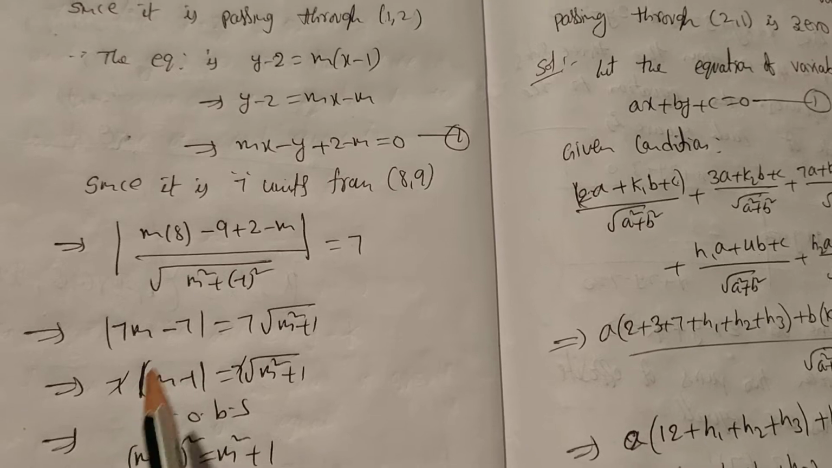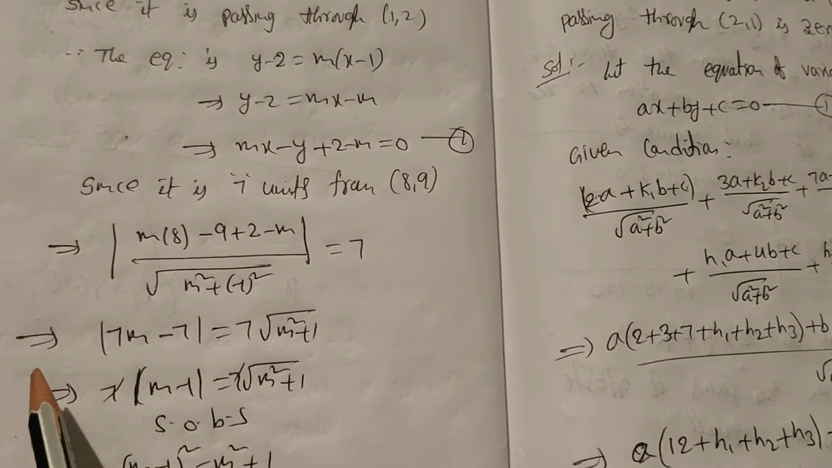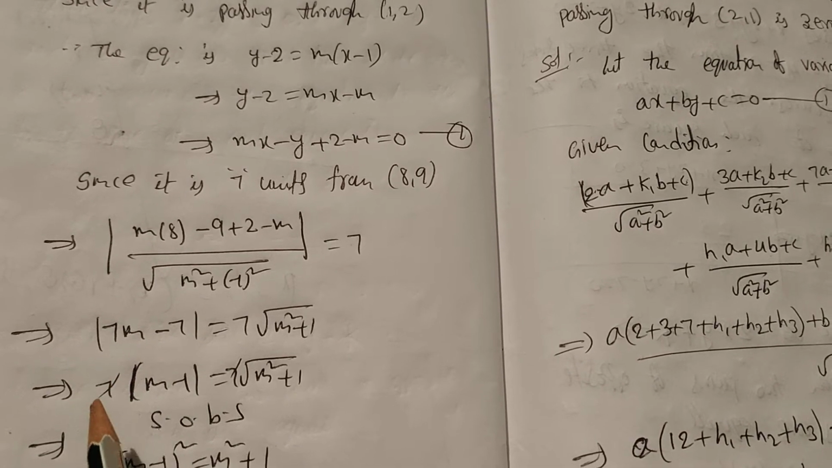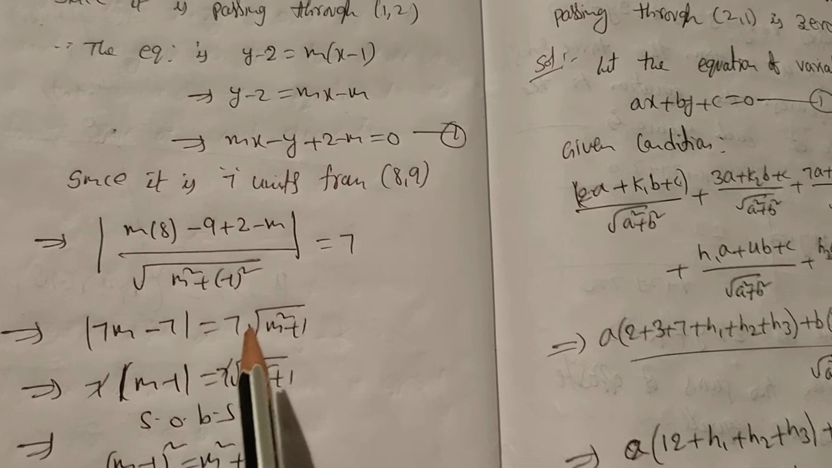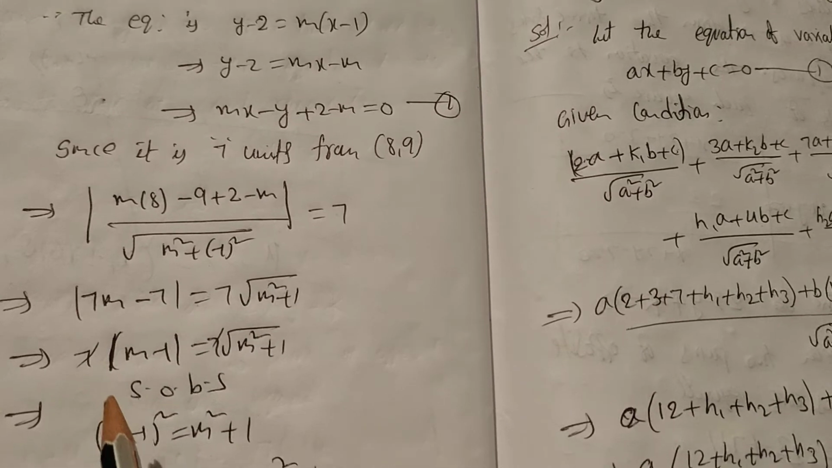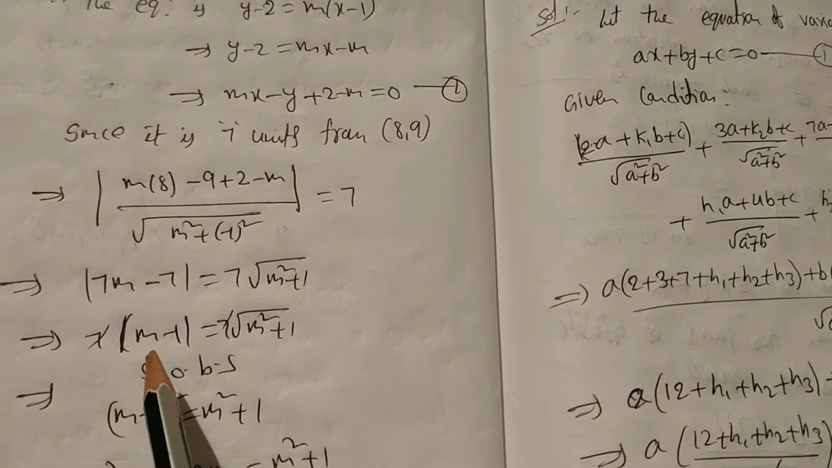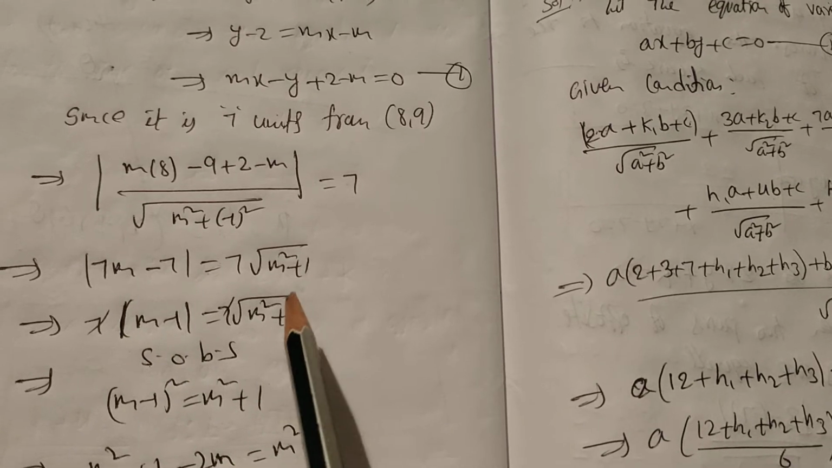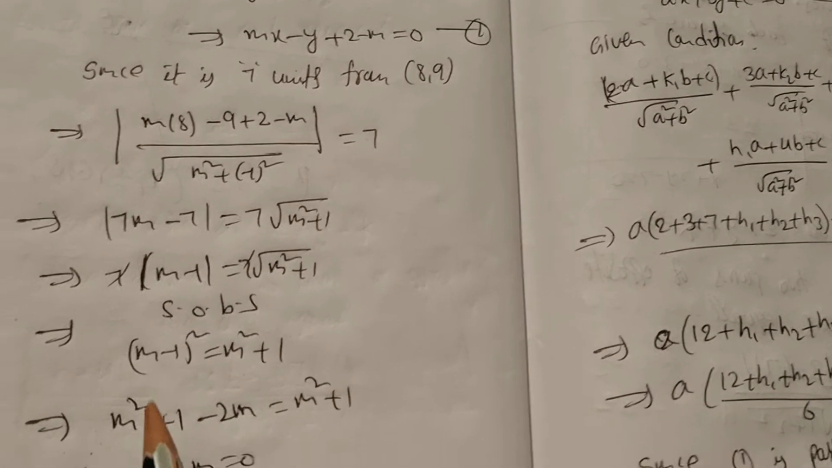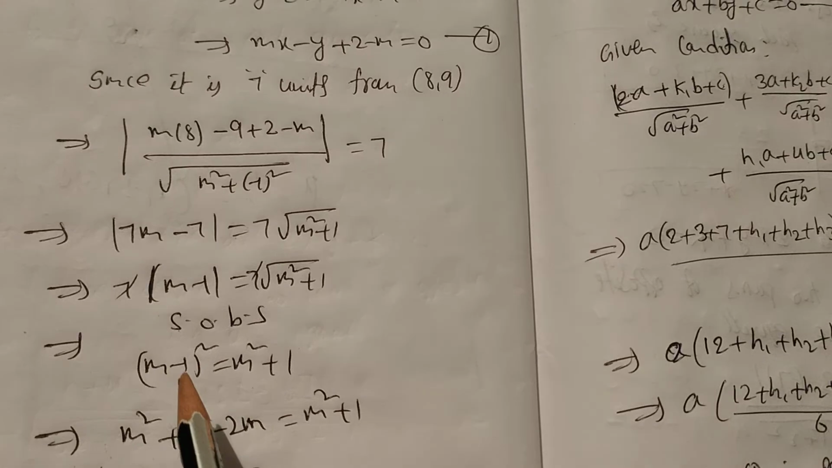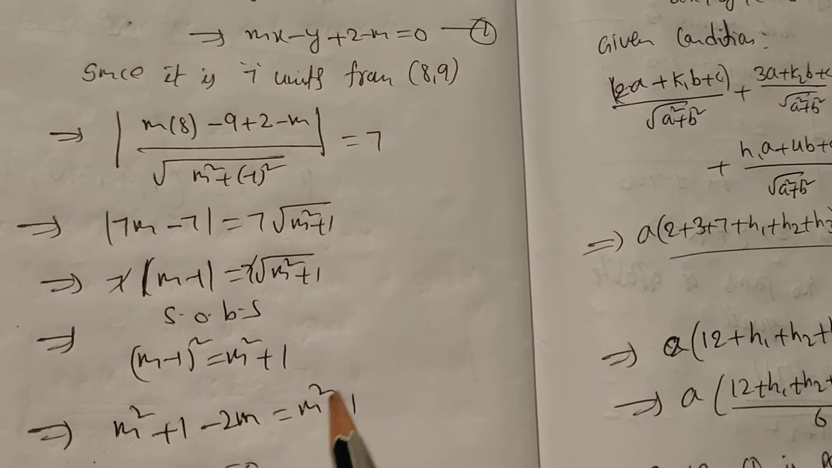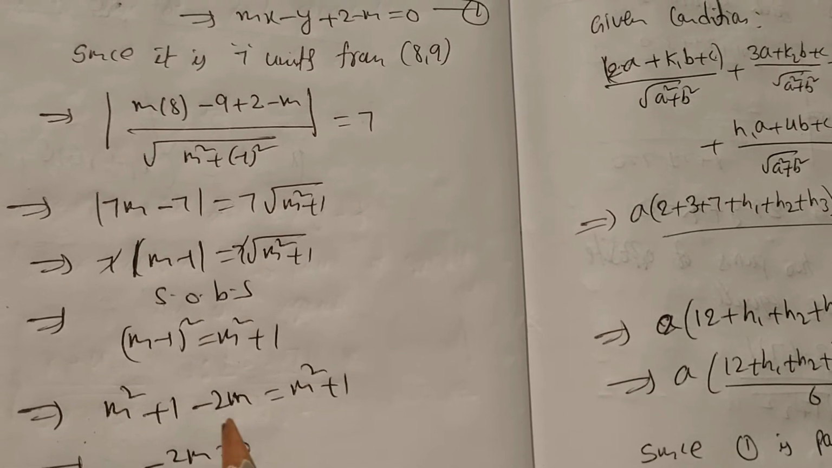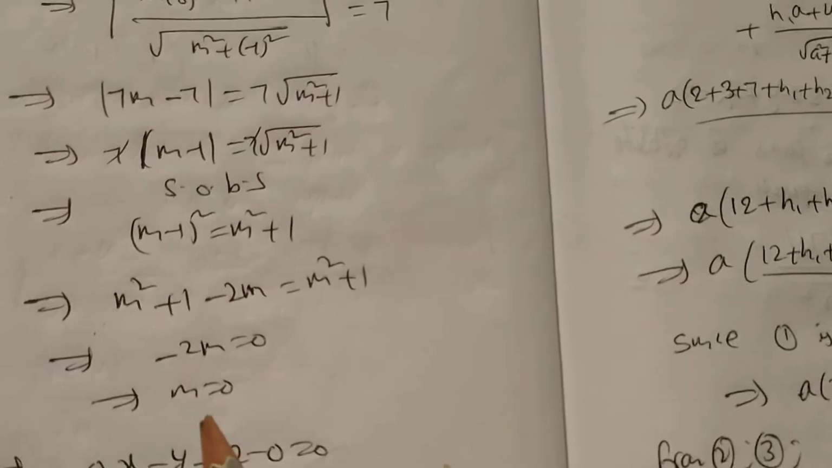Take 7 common. So 7 into modulus of m minus 1 is equal to 7 into root over m square plus 1. 7 gets cancelled. Squaring on both sides, (m minus 1) whole square is equal to m square plus 1. Square root cancels. So m square plus 1 minus 2m, using the (a minus b) whole square formula, is equal to m square plus 1. The m square plus 1 terms get cancelled. So minus 2m is equal to 0. So m is equal to 0.